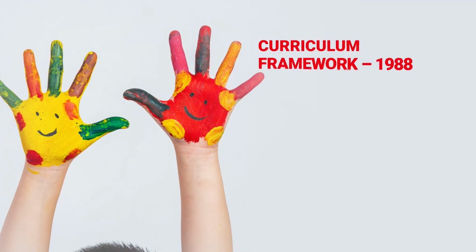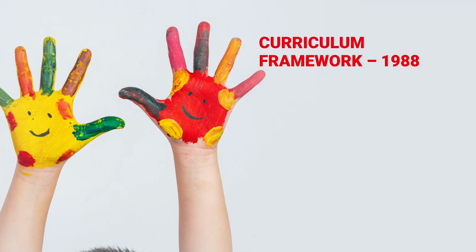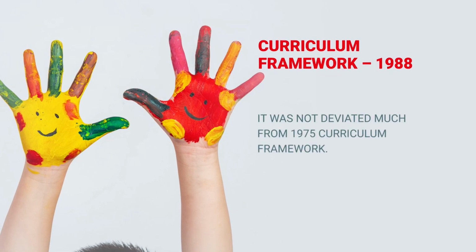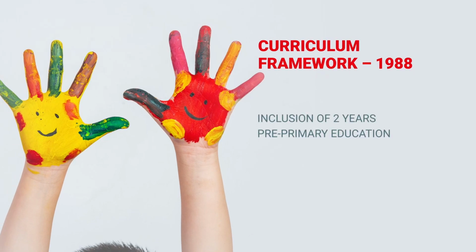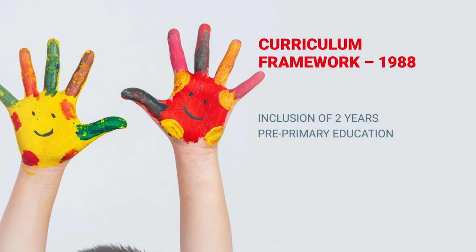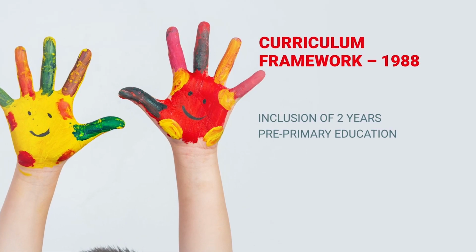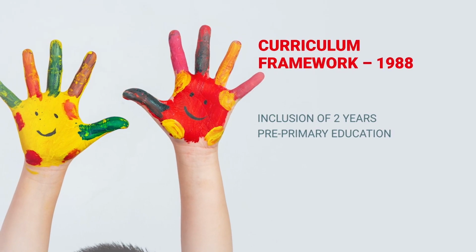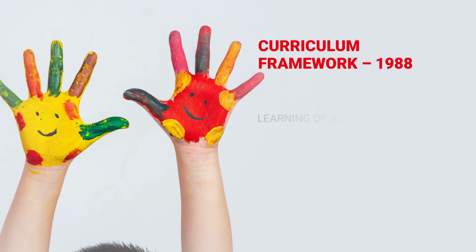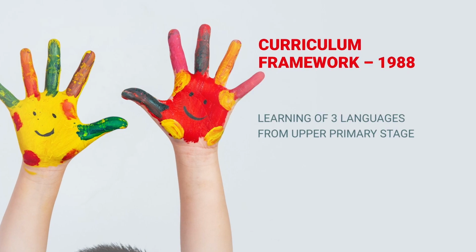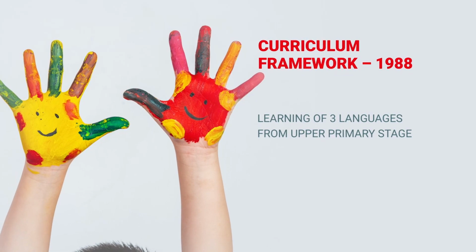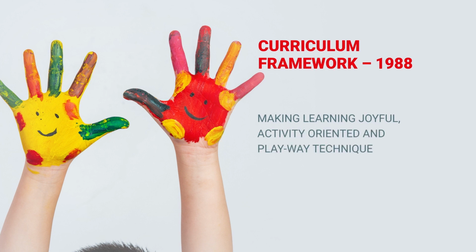Then further in 1988, in the second curriculum framework, little change was made, it did not deviate much from the 1975 curriculum framework. Inclusion of 2 years of pre-primary education was done. So, before the formal system of education, that means before standard 1, 2 years of pre-primary education was introduced in the curriculum framework of 1988. Then learning of 3 languages from the upper primary stage, just like in the 1975 curriculum framework, was retained. Then making learning joyful, activity oriented and play-way technique.